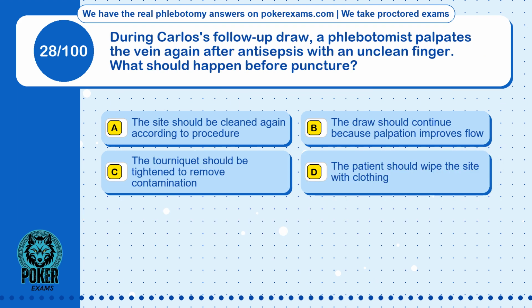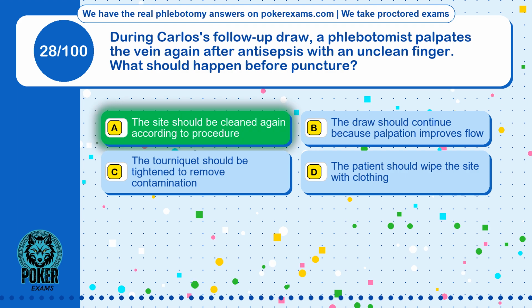Question 28. During Carlos's follow-up draw, a phlebotomist palpates the vein again after antisepsis with an unclean finger. What should happen before puncture? Option A: the site should be cleaned again according to procedure. Option B: the draw should continue because palpation improves flow. Option C: the tourniquet should be tightened to remove contamination. Option D: the patient should wipe the site with clothing.